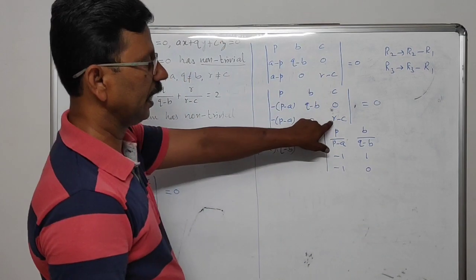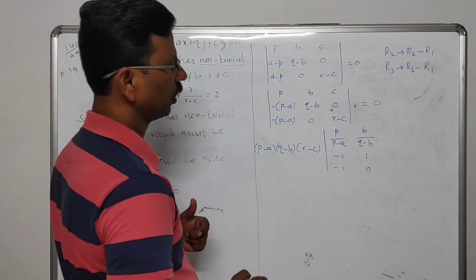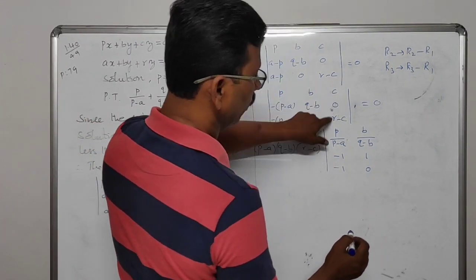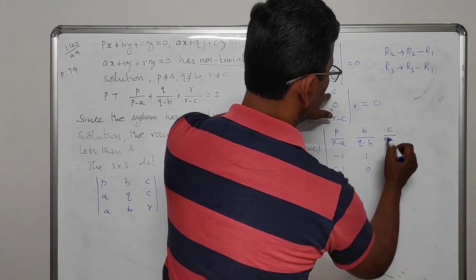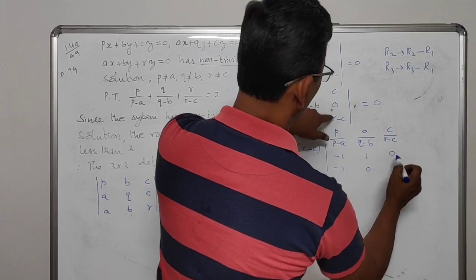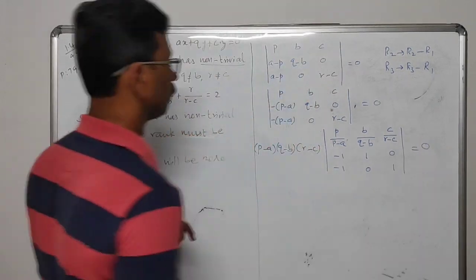In the third column, you can take r minus c commonly outside. Then you have to divide each element of the third column by r minus c. Therefore, you can write c by r minus c. This is 0 and this is 1. This determinant value is equal to 0.